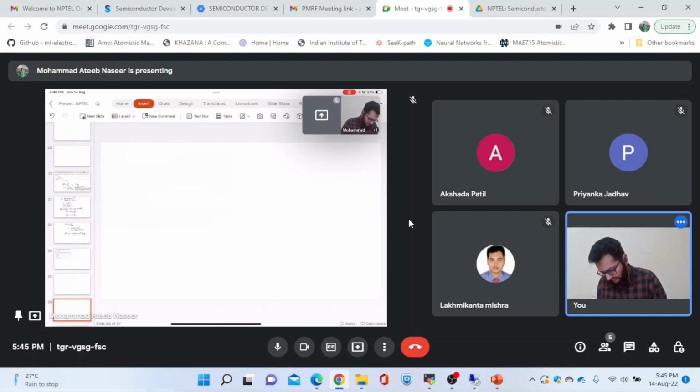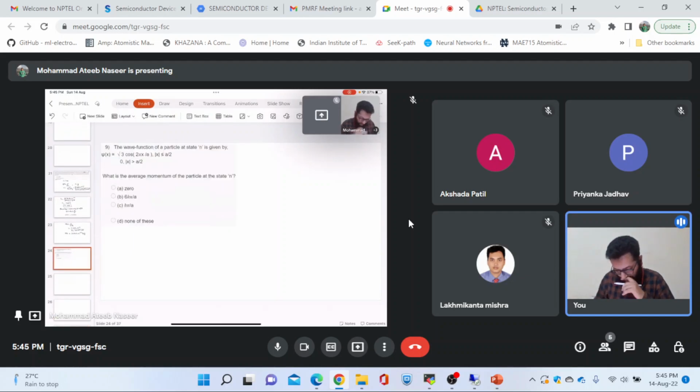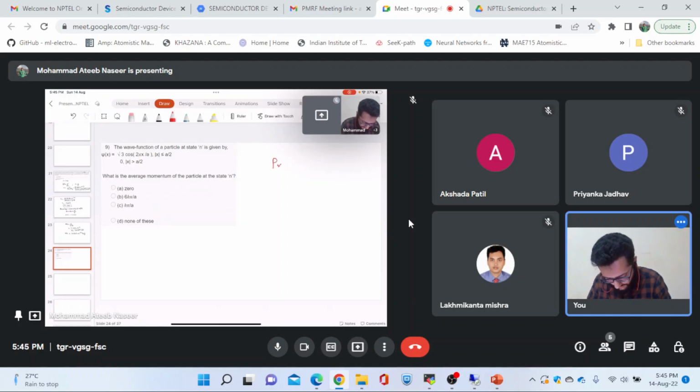So if I now solve this, we have been given this momentum. We know this momentum operator. If we see, this momentum operator was given by minus i h bar d by dx. Now we are required to find the average momentum over here.